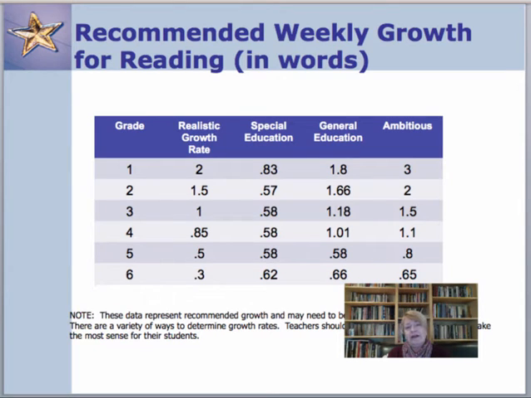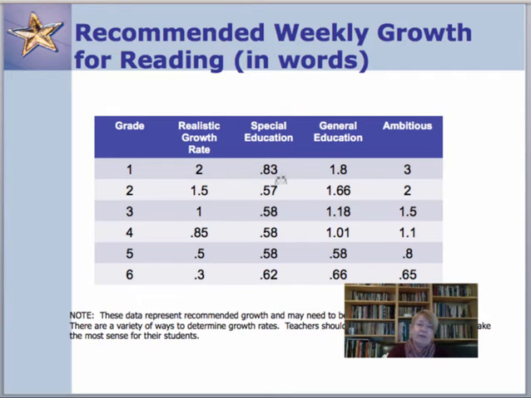Now here we have a visual of recommended weekly growth for reading in words at each particular grade level. These represent recommended growth rates that are general, standard expectations, if you will. In first grade, we expect students to improve in words read per minute by 2 per week. In second grade, we expect about 1.5 words per week. In third grade, we expect approximately 1 word per week of growth, and so forth, as you can see on the chart. Those are realistic expectations for each grade level.